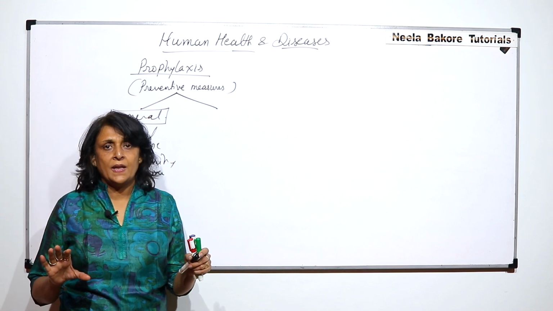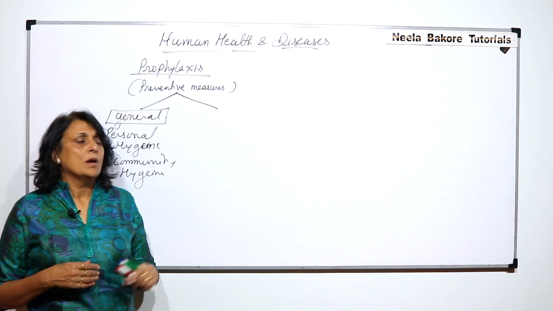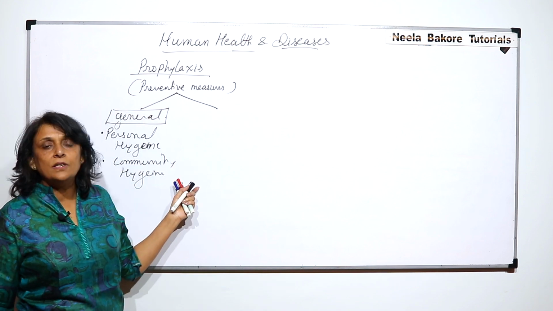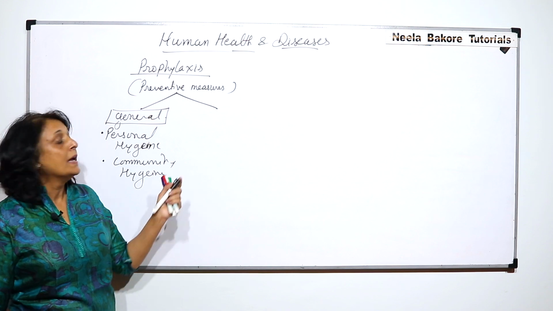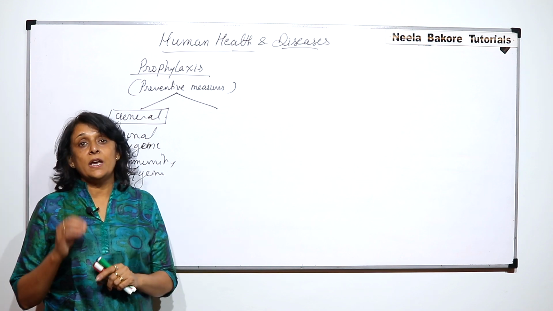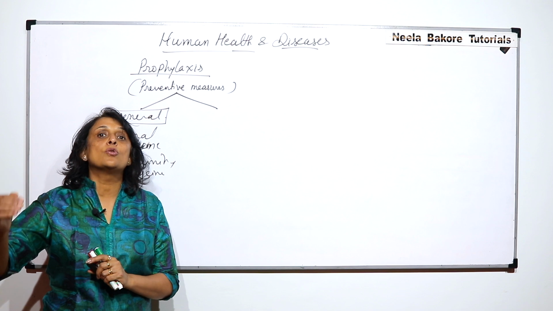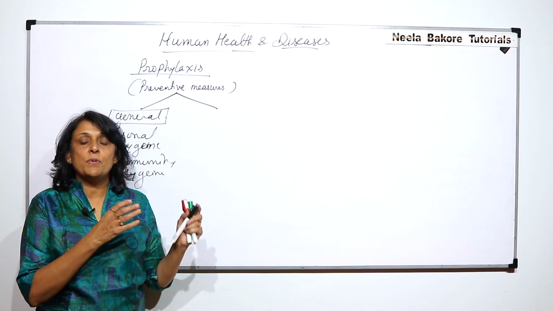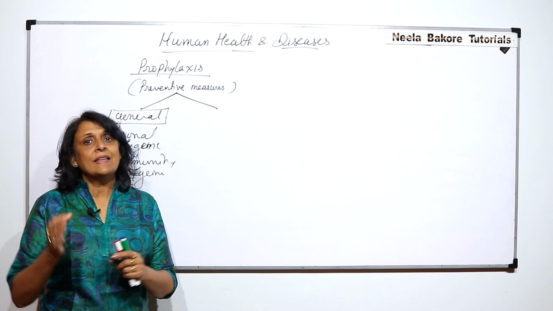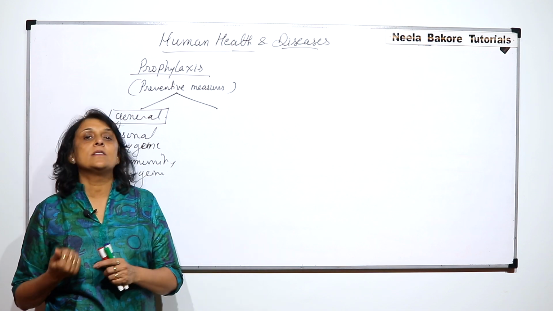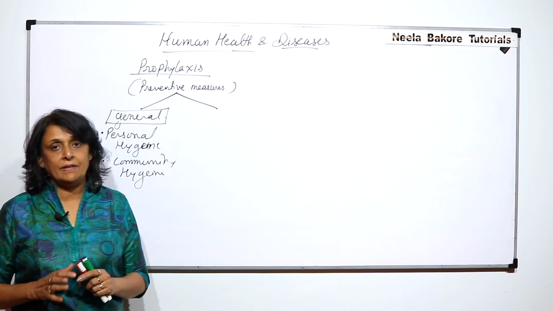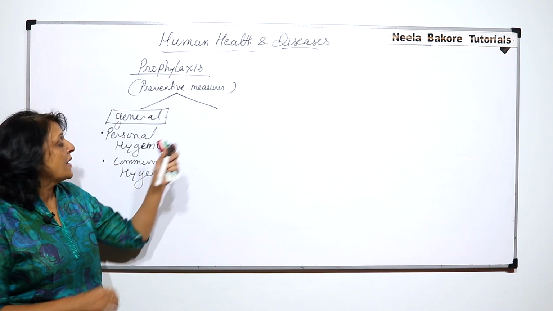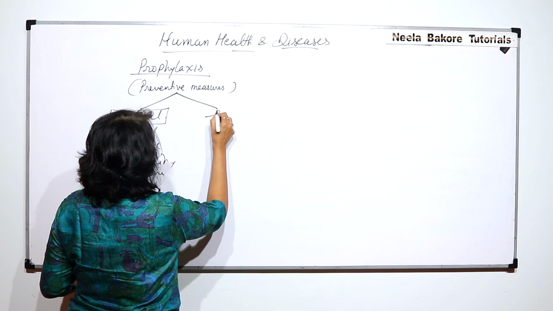This is general. Proper nutrition, proper hygiene, these are general prophylactic things. In general, we can also isolate the infected person. So if there is a person who has a particular pathogen or a disease, then isolate that person so that it does not get transmitted to others. But these are very general things. The second category is specific.